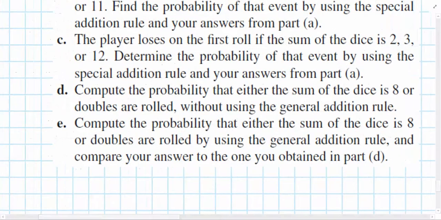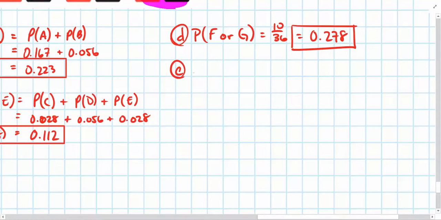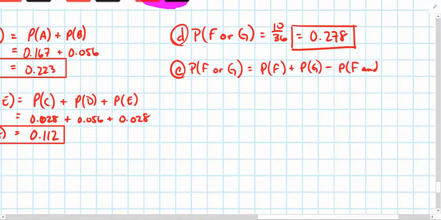I'm not real familiar with the game of craps. That must mean something. If you roll an 8 or doubles, that must mean something in the game.